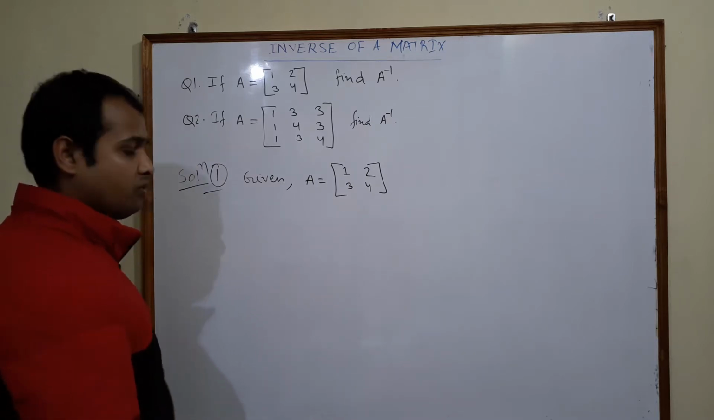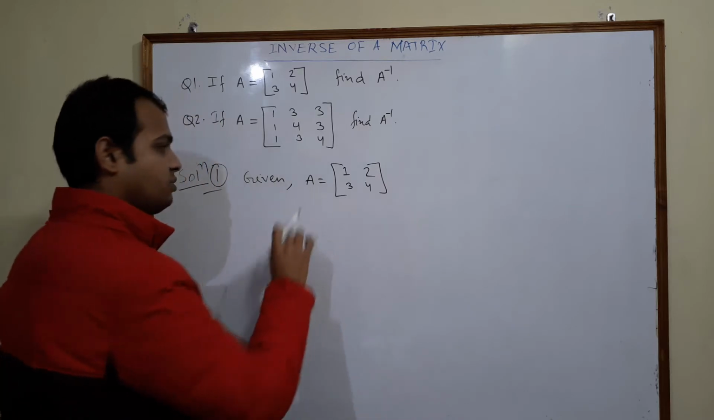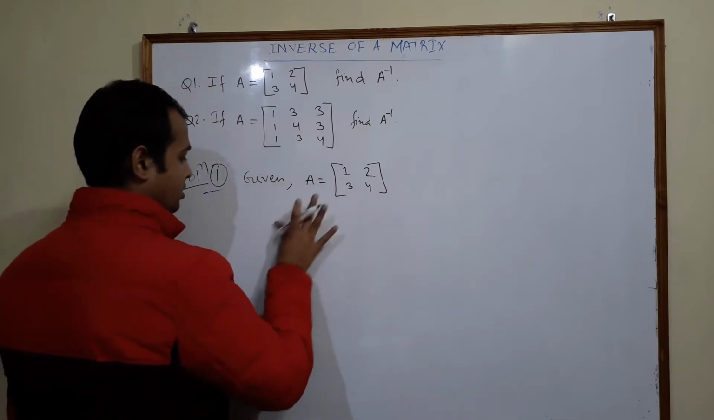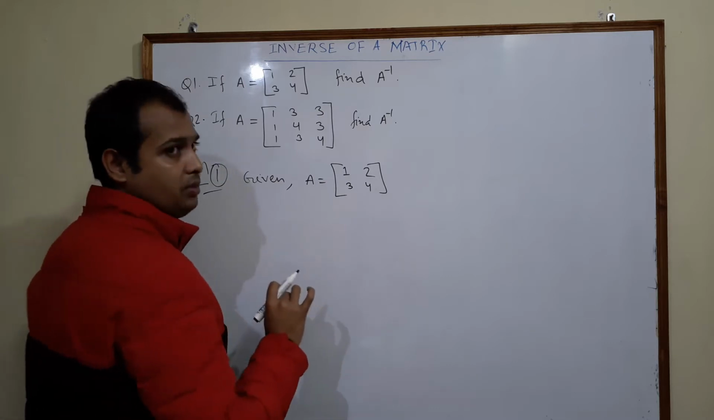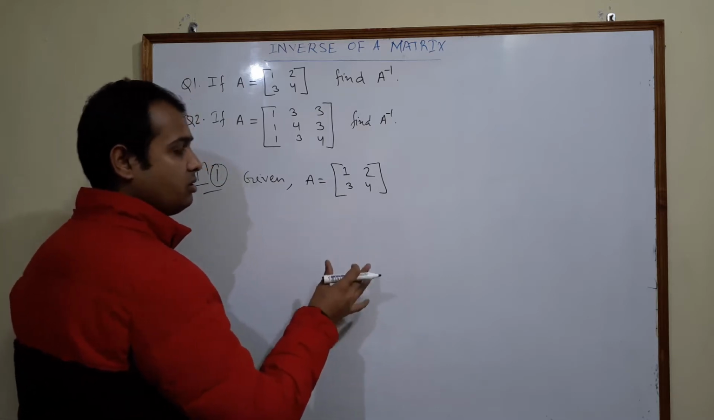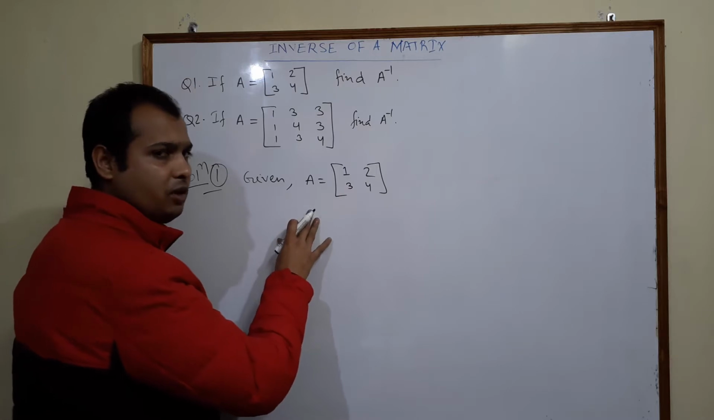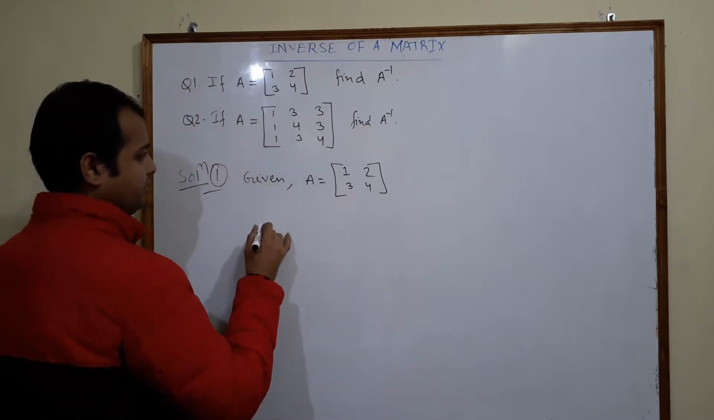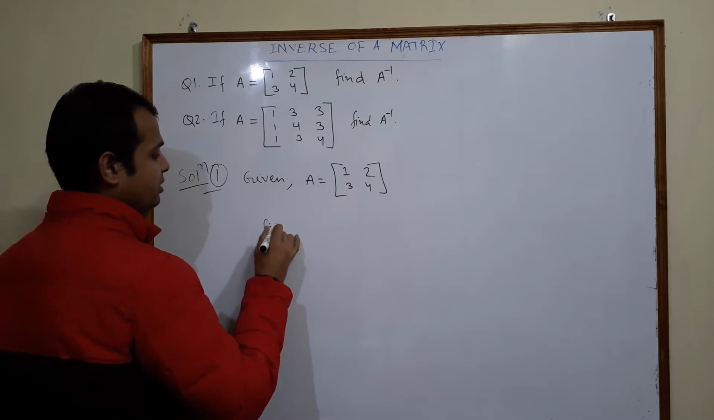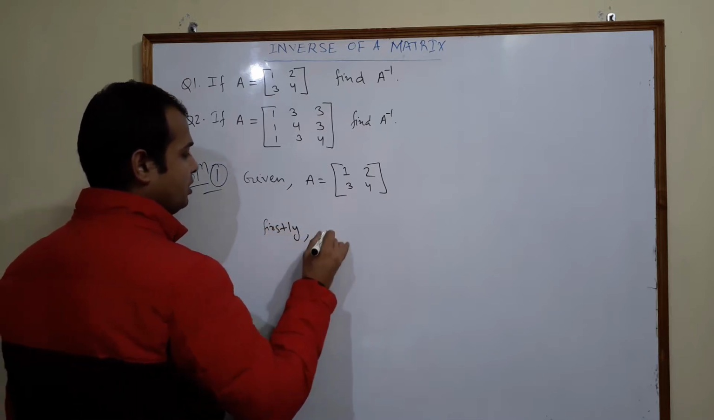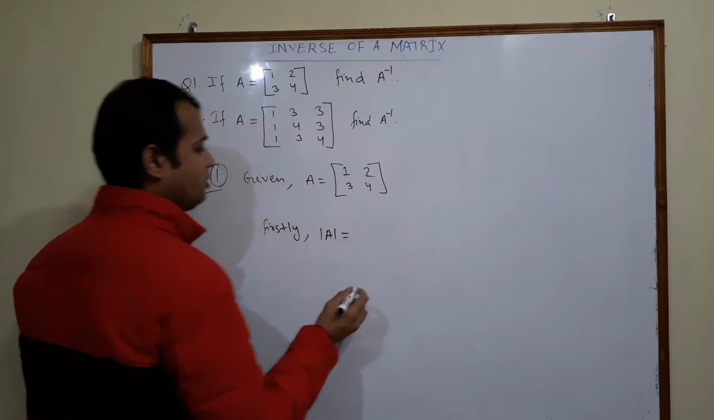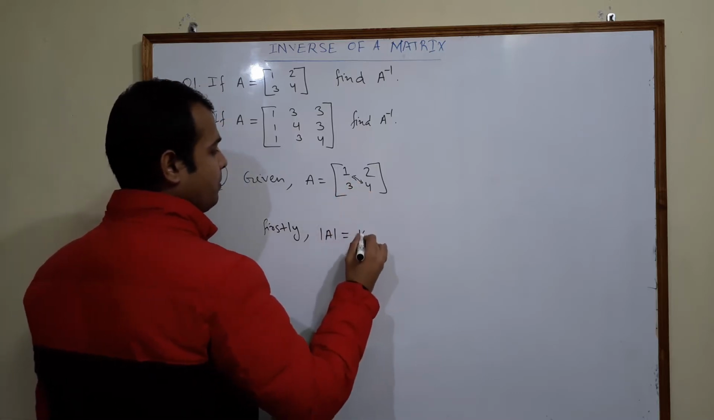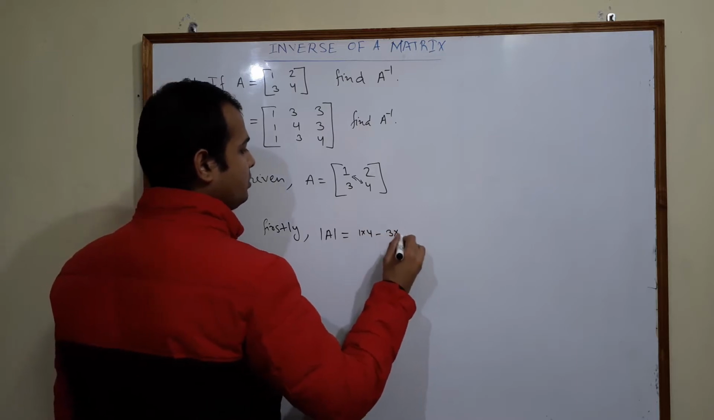Yes, so first of all we got to check whether this matrix will have an inverse or not. Yes, for that we have to see what is the determinant. If the determinant comes non-zero, then this matrix will be non-singular, and in that case it will have an inverse. So firstly, determinant of A, you know how to find. 1 into 4 minus 3 into 2.